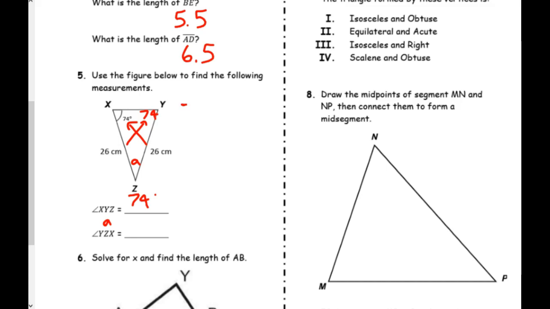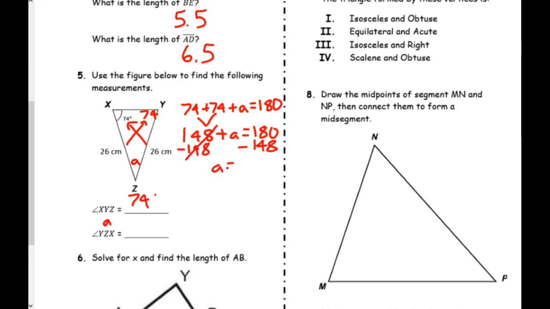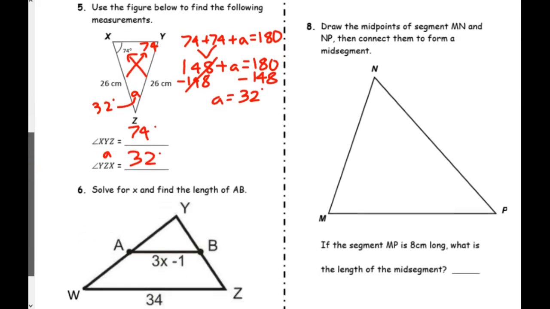So let's add these up to 180. 74 plus A equals 180. Combine like terms, I get 148 plus A equals 180. And then I get rid of my loner. A equals 32 degrees. So that's going to be 32 degrees. Boom. That's the properties of isosceles triangles.